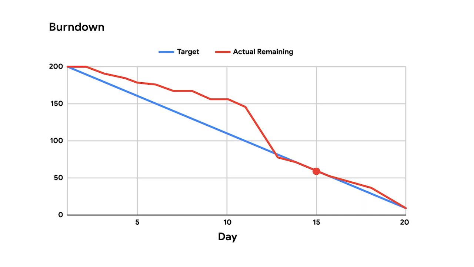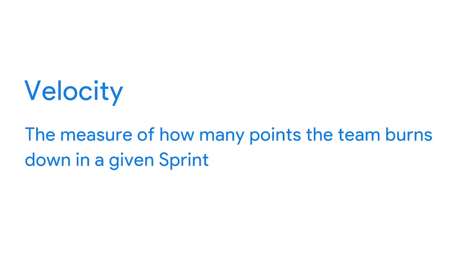Phew, the team is back to humming along. By day 20, the burndown is 188 points completed. Great job. Let's discuss what happened in the retrospective. In Scrum, there's a term for how many points a team burns down in a sprint on average. That term is velocity. In other words, velocity is a measure of how many points a team burns down during a single sprint on average.